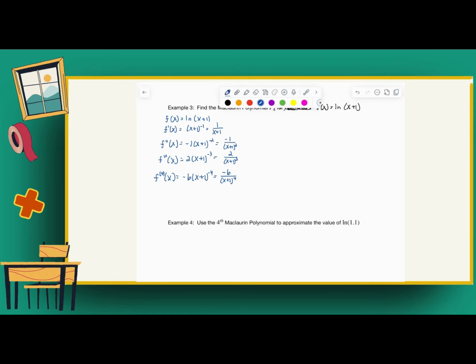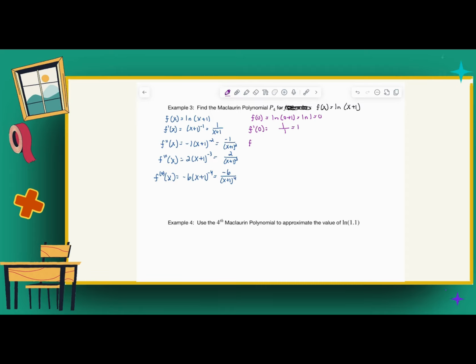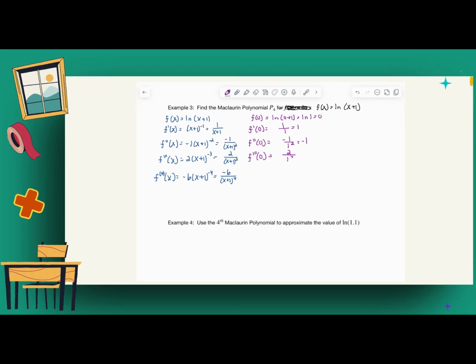Now that we found our derivatives, we're going to evaluate each of these derivatives at our center. And since it's a Maclaurin polynomial, our center is 0. So f of 0 will result in an answer of 0. Our f prime of 0 will give us an answer of 1. F double prime of 0 is equivalent to negative 1. Our third derivative evaluated at 0 will give us 2. And our fourth derivative evaluated at 0 is equal to negative 6.